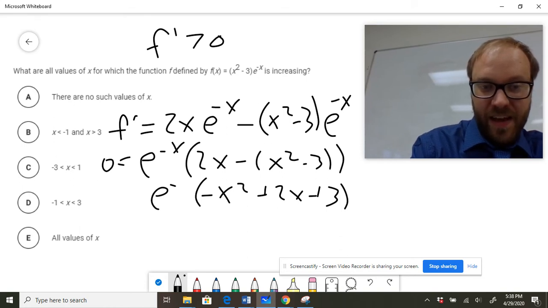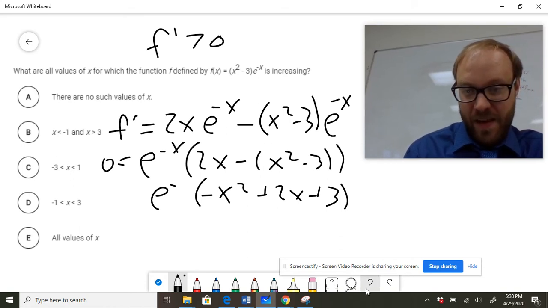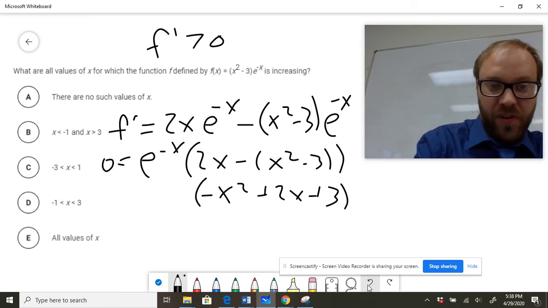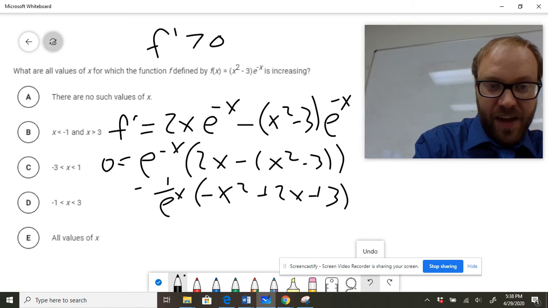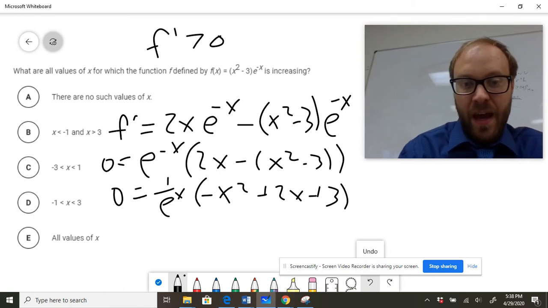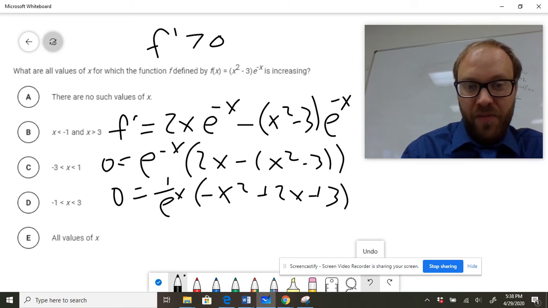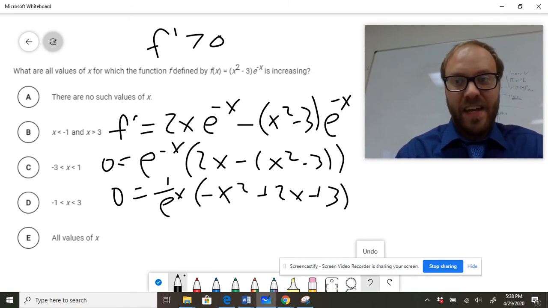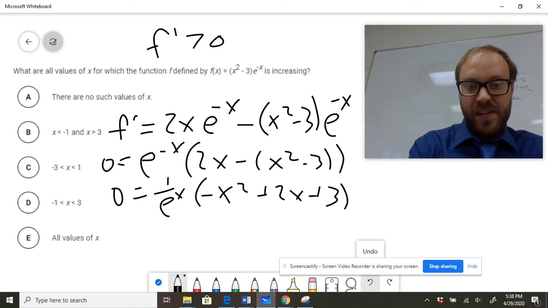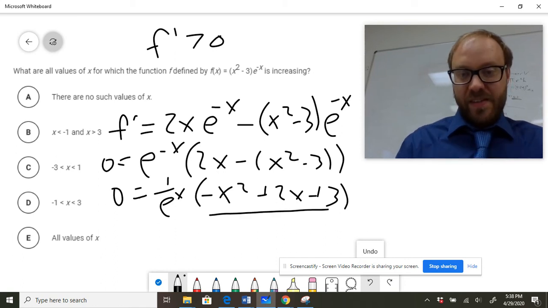And by the way, e to the negative x, again, is really the same thing as 1 over e to the x. So you may even want to write it as 1 over e to the x now that we're starting to evaluate. Okay, so we're trying to figure out when that statement is equal to 0. Well, 1 over e to the x, you can't ever take e to any power to get a negative. So that's always going to be positive. So we're really just looking for when this is negative.